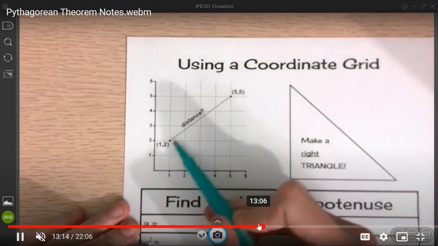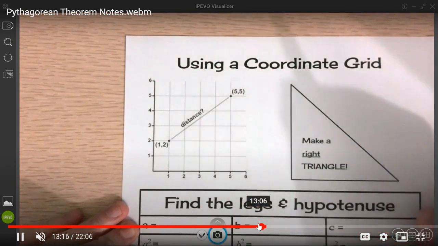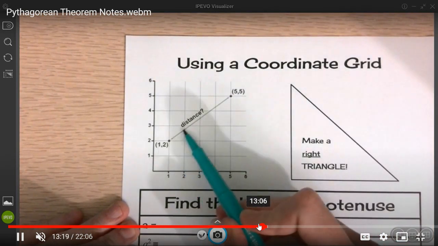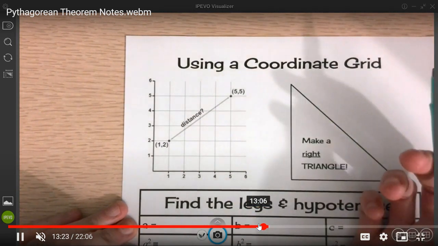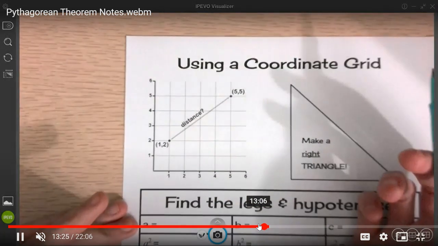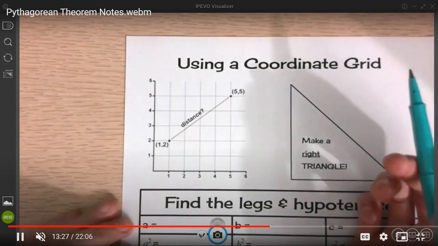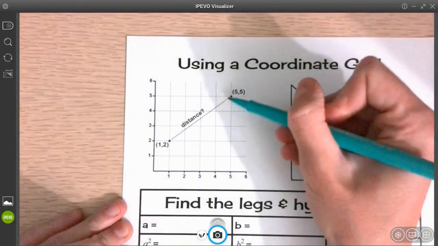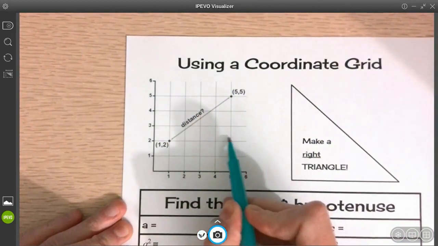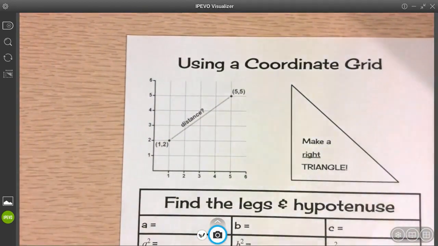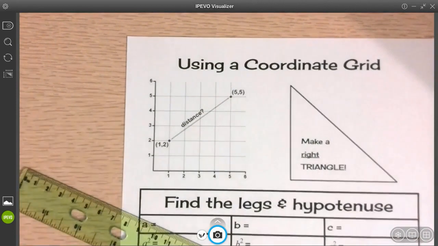Right here, I can't just count 1, 2, 3, 4. Here I go. 1, 2, 3, 4, 5, 6. What is it? 6 long? We have no idea because it is the distance between 2 points on a coordinate grid. But what we can do is make a right triangle by connecting at a perpendicular intersection, a right triangle.